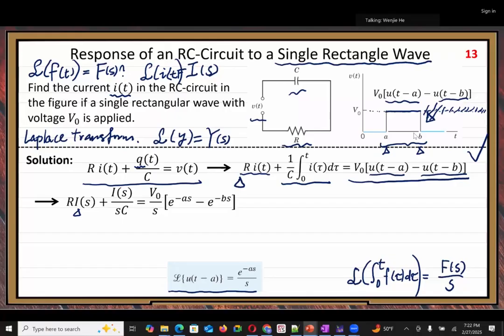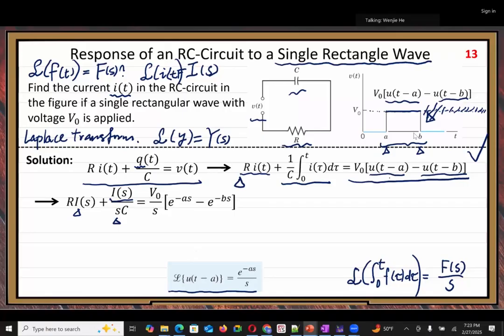So now, if you apply this formula, inside the integral it's a little i function, then capital I divided by s. C is a constant. So that's the Laplace transform of the second term. The left-hand side is straightforward: capital V0 is a constant, so you factor it out.